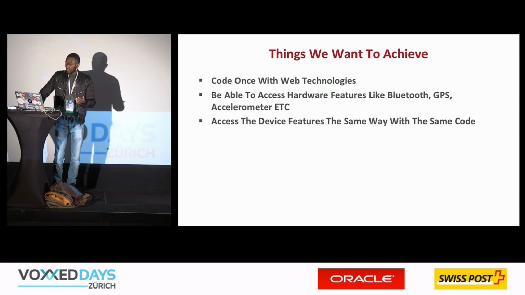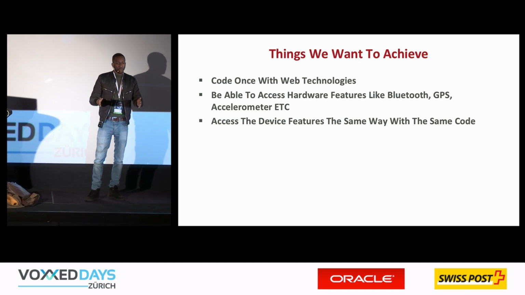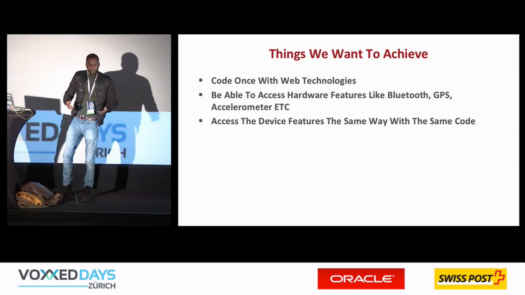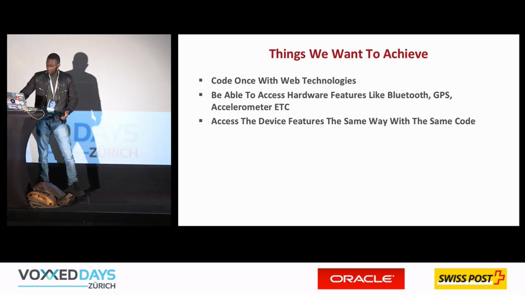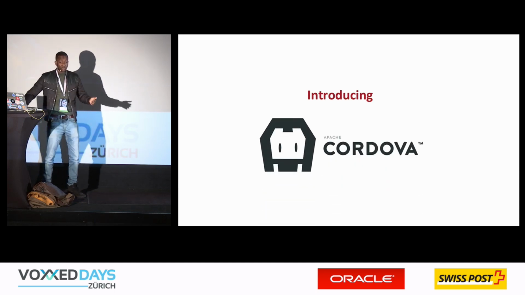And you want to access the same device features, because if I'm creating an application for iOS and Android, I want to be able to access the same device features the same way. It just makes much more sense. That way, if I lose my leg the next day, somebody else can just come in and they know what they're doing. Exactly. This is where something called Apache Cordova comes in.